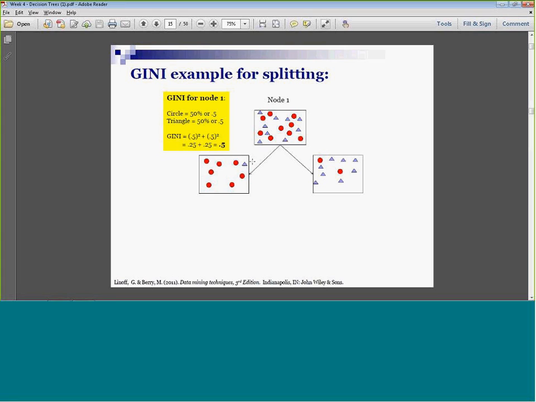So how do we calculate the Gini for that? Well, first let's look at the Gini for node 1 when we started. We already know that when they're equally represented, the answer should come out to be what? 0.5. Well, let's see if it does. First of all, what's the proportion of circles? 50%. What's the proportion of triangles? 50%.